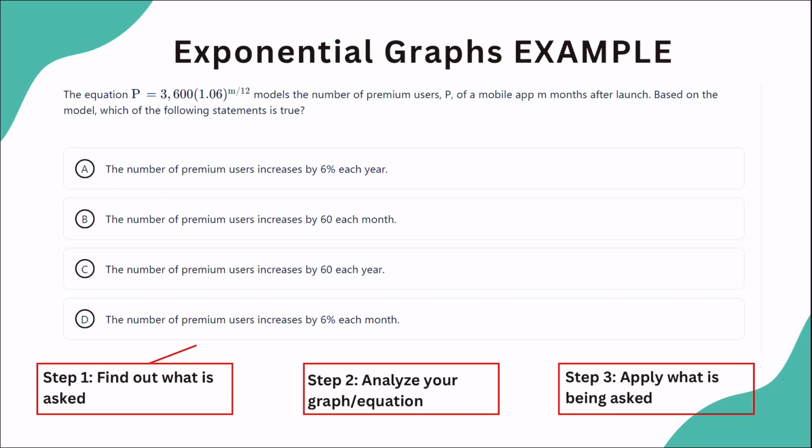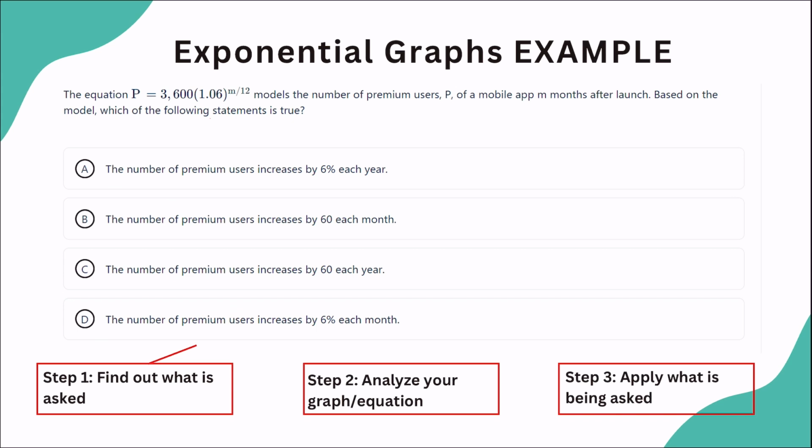So here's an example question. It tells us the equation P equals 3600 times 1.06 to the m divided by 12 models the number of premium users, P, of a mobile app m months after launch. Based on the model, which of the following statements is true?